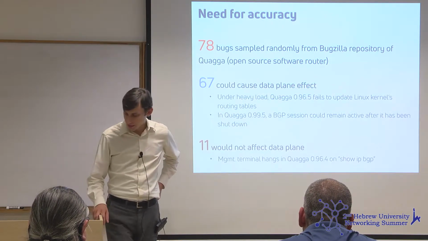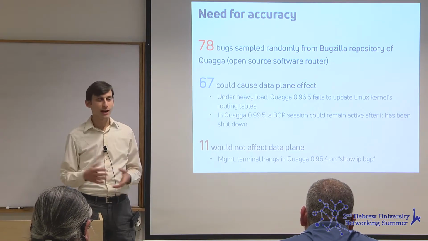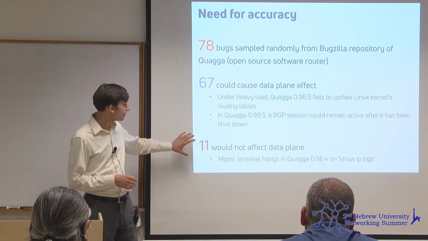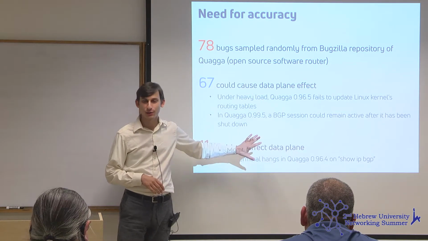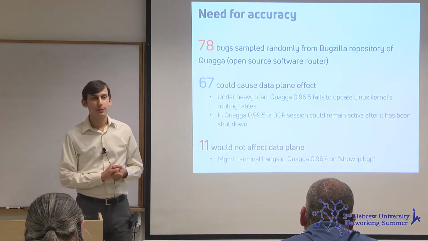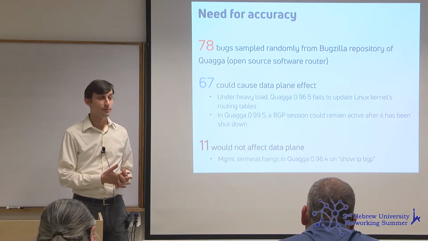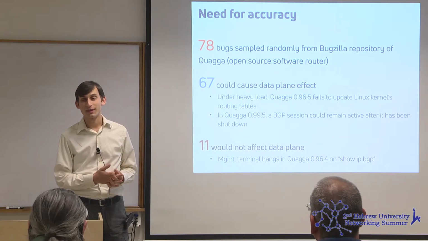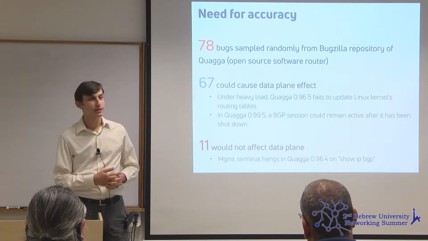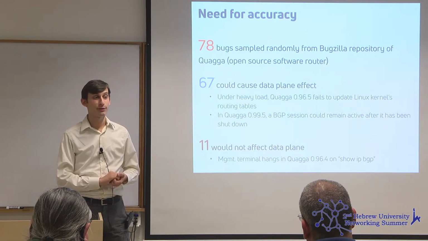An example of that was the management terminal hangs when you run show IP BGP in some cases. Arguably, if it doesn't affect the data plane ever, then you don't care about it as much. It's not as critical. But the point is that this is one aspect of getting that accuracy: there are bugs in the software, but also there's a lot of other real-world aspects of what's going on in the network, right?